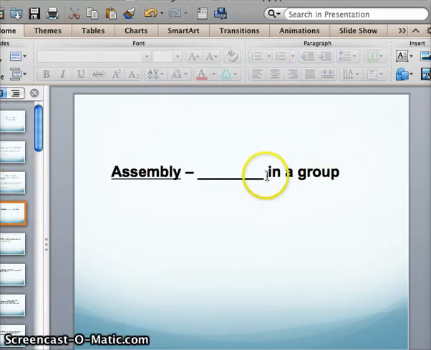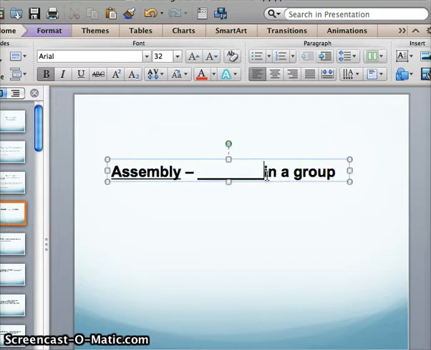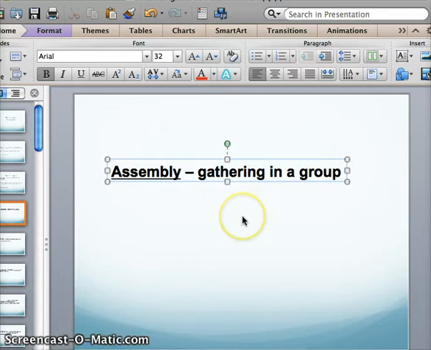Our first word is assembly. An assembly is a gathering in a group. You know about assemblies. We go to them in the gym from time to time. The First Amendment protects people's right to assembly.